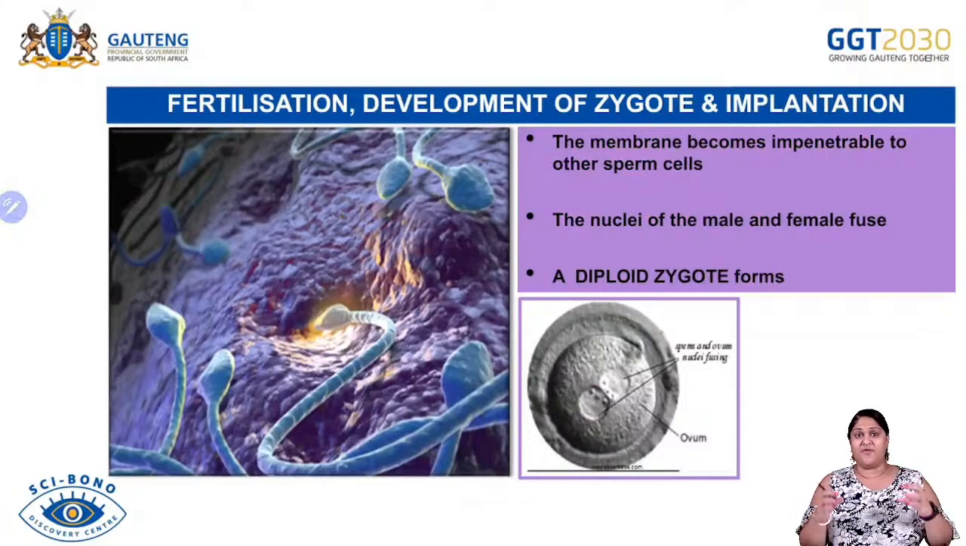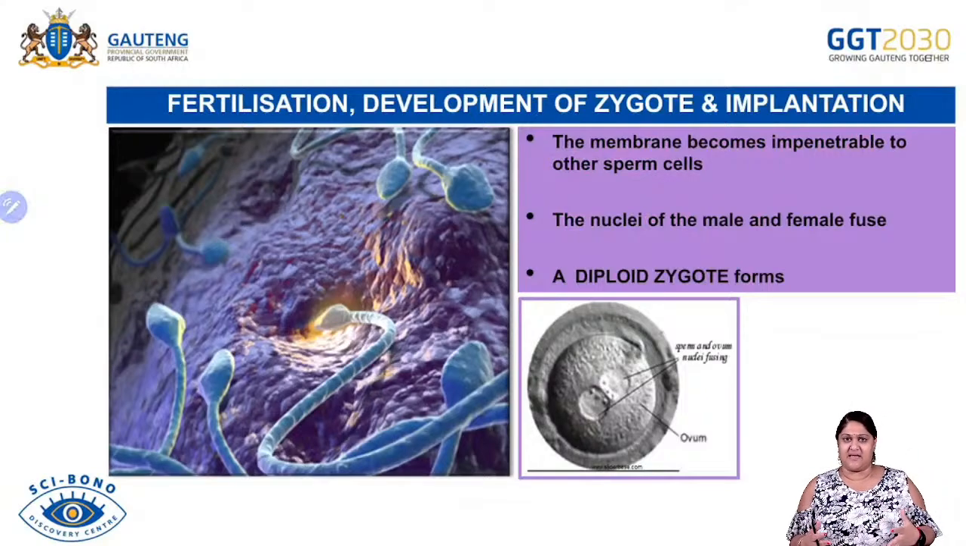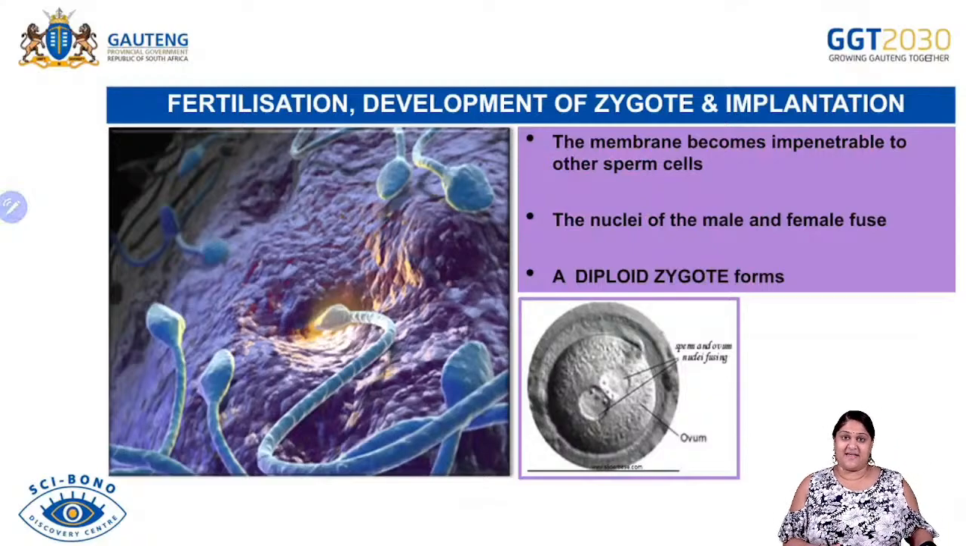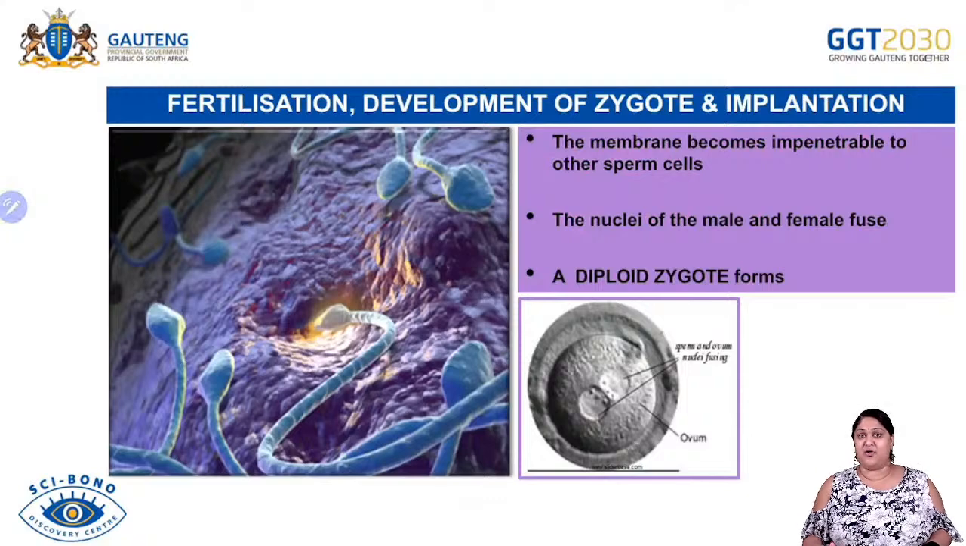If they are both haploid nuclei, that means they have half the number of chromosomes. Then they're going to fuse, and then they're going to have the full set of chromosomes. So we don't want other sperm coming in there and messing up our chromosome number. So now the membrane becomes impenetrable to other sperm cells. That means that other sperm cells will not be able to break the barrier. And then the nuclei of the male and the female fuse, and a diploid zygote is formed.